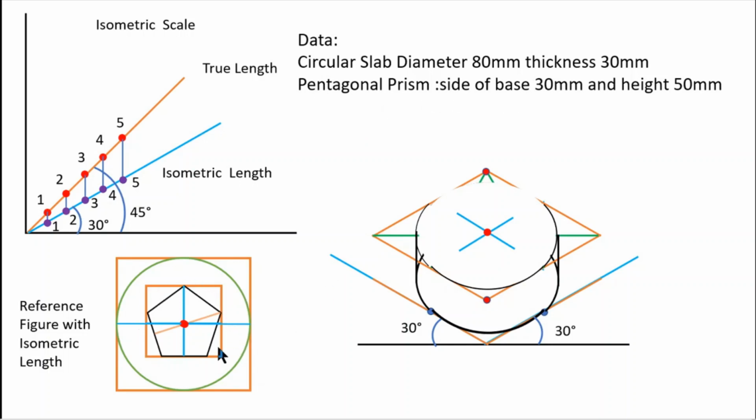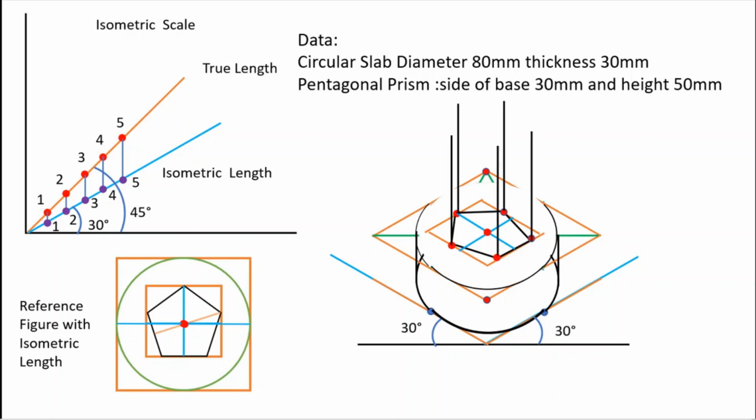So using this reference figure, I construct the rectangle about the isometric axis and find the points of the pentagon on the rectangle. So I have been transferring distances from the reference figure onto the isometric axis or isometric lines. I'll join the pentagonal sides, and my pentagon is now available. From the corners of the pentagon, I'll draw verticals.